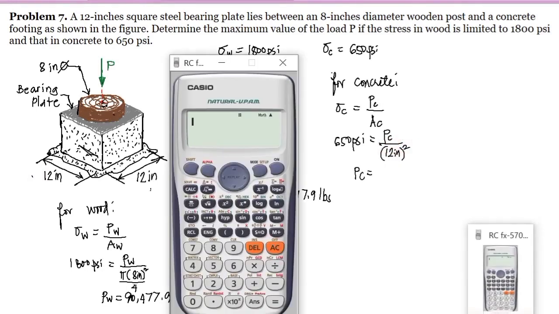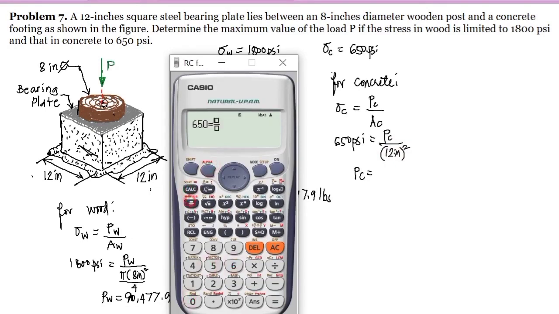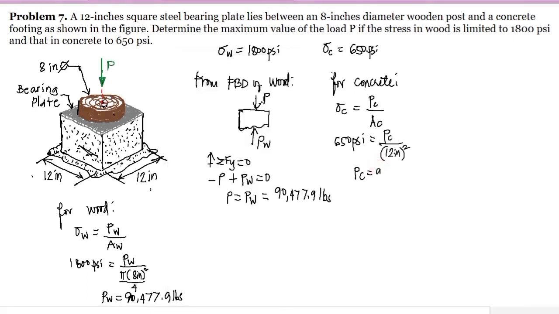And if we are going to compute for the force in concrete, that would be 650 is equal to x over 12 square. Shift, solve equals, and we have 93,600 pounds. So that is 93,600 pounds.